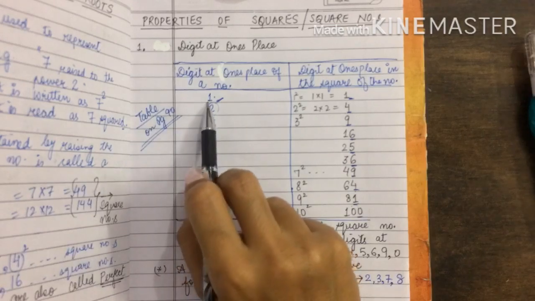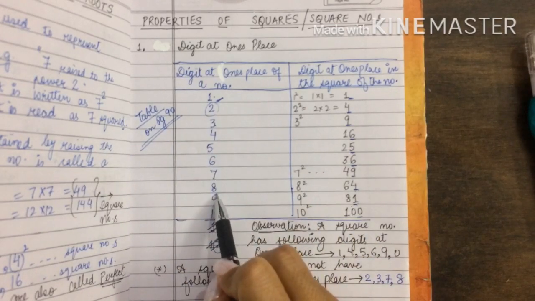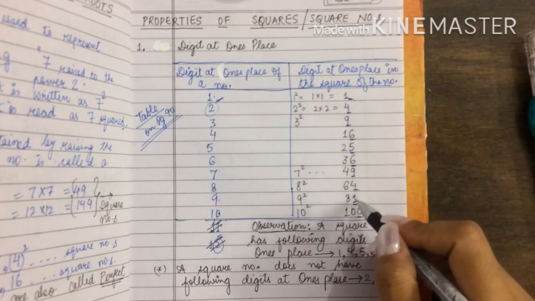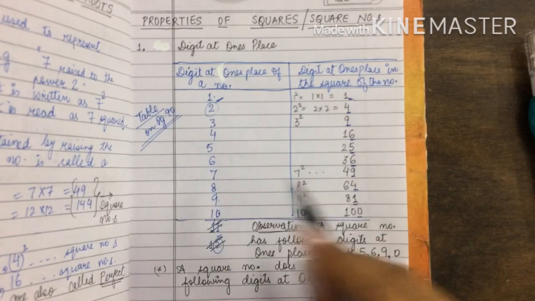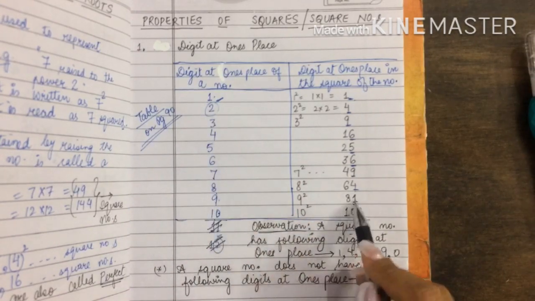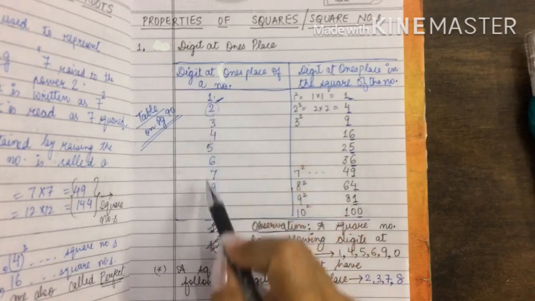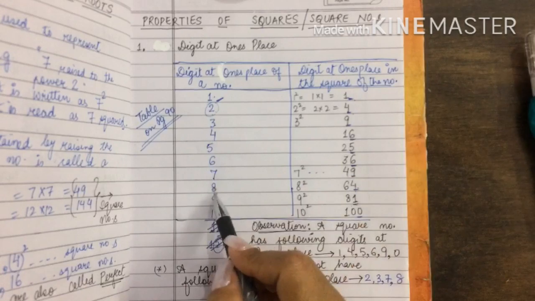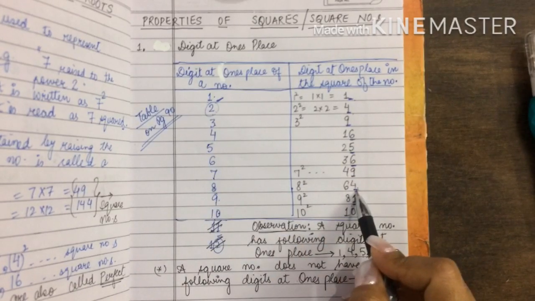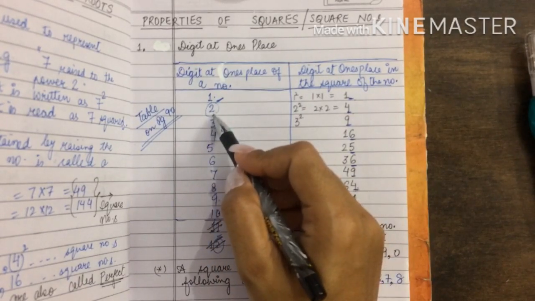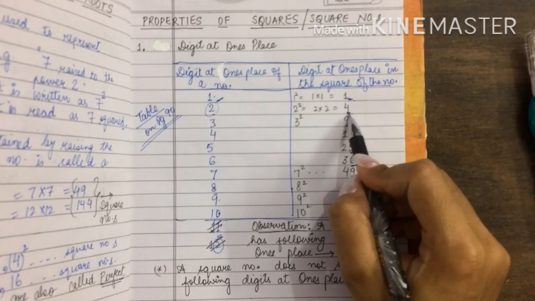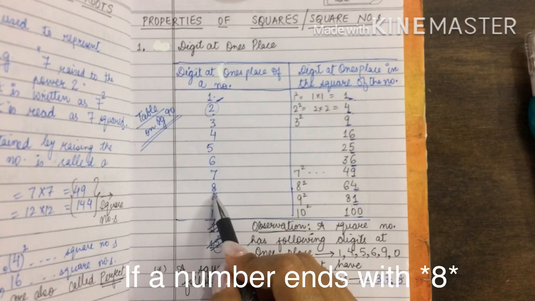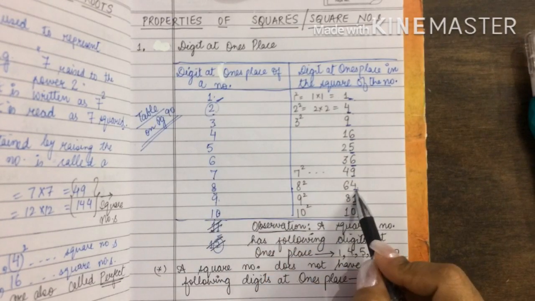If a number ends with 1 or with 9, on squaring, the answer will end with 1 for both. Square of 1 and square of 9 end with 1. Then square of 2 and square of 8 end with 4. Square of 2 ends with 4. Square of 8 also ends with 4. That means if a number ends with 2 or 8, the answer of its square will end with 4.